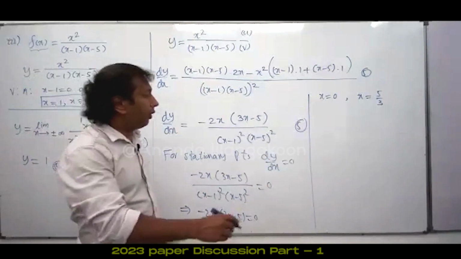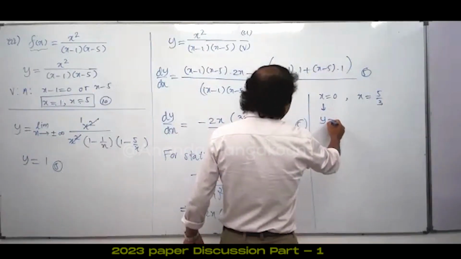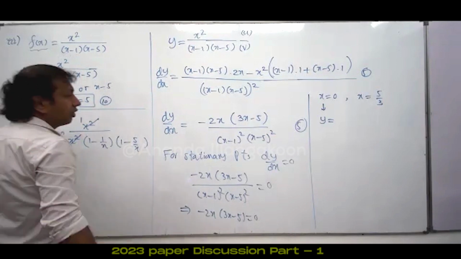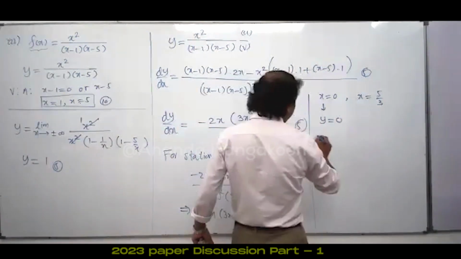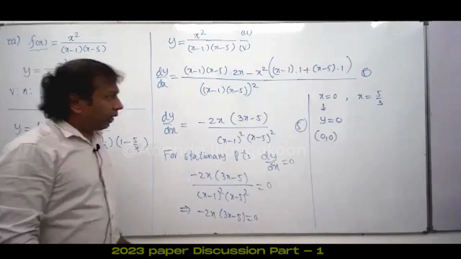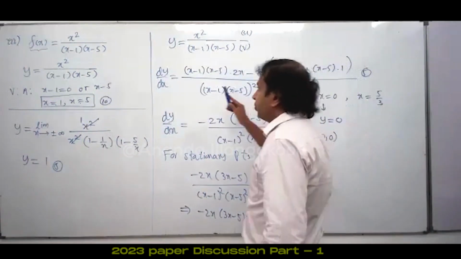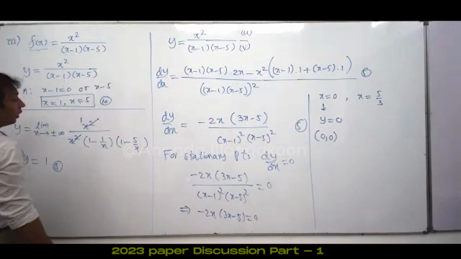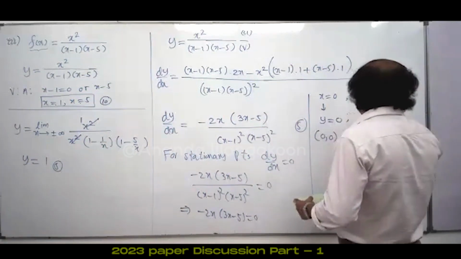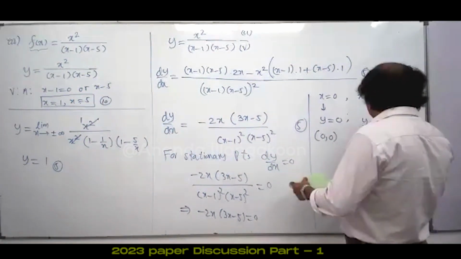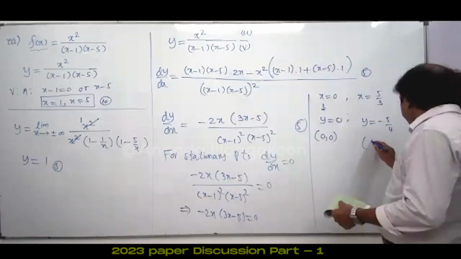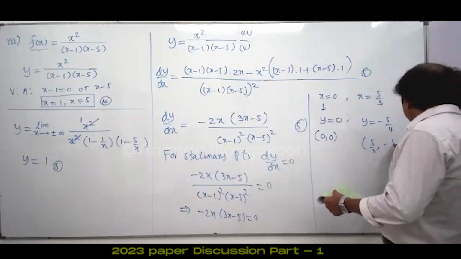For each of these x values, we have to find y. For x equals 0, we put it here, then this will be 0, then y is 0. Then one stationary point has x coordinate 0, y coordinate 0. Therefore, at the origin only, the first stationary point. The other x value 5 by 3, you have to substitute here, people, then find y. Then that y, we get like this: y equals minus 5 by 4. Then the other stationary point is 5 by 3, minus 5 by 4.